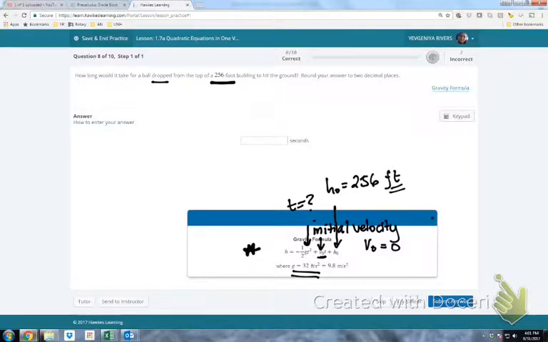Now you notice this h here, that's going to be the final height. And in this case, since we're hitting the ground, our height is going to be 0. So let's substitute everything that we just talked about.